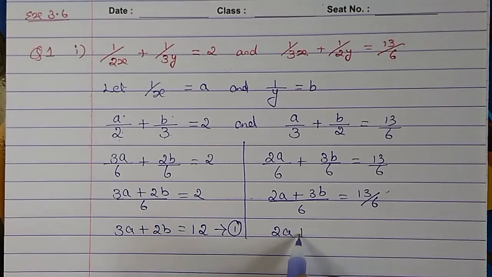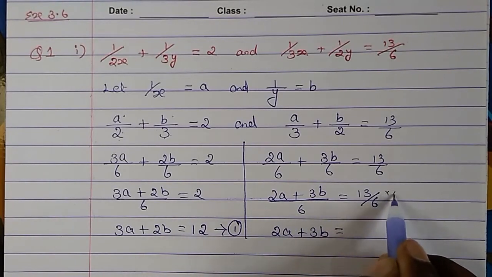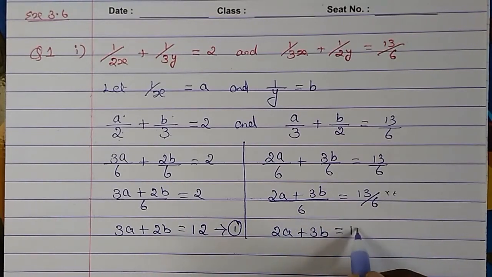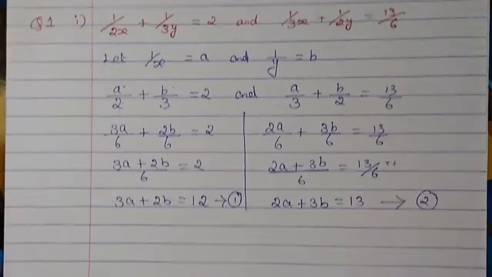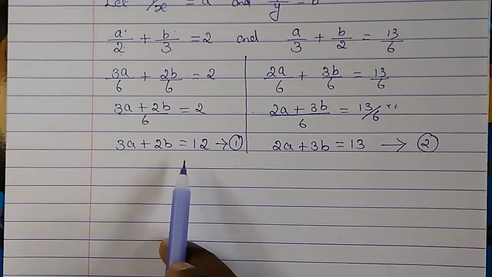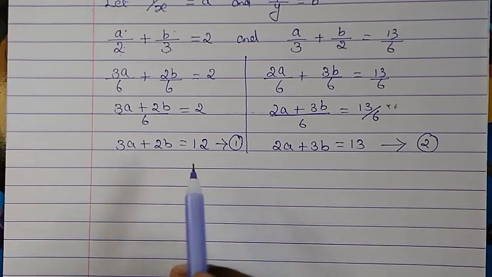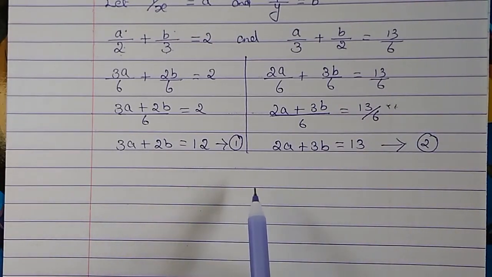So I'll have 2a plus 3b equal to, this goes here, right? Then 6 will get cancelled. So I'll have 13. So this becomes equation 2. So now it is in proper linear equation. So now we can use any method to find out the value of a and b. Then we will put it into x and y.